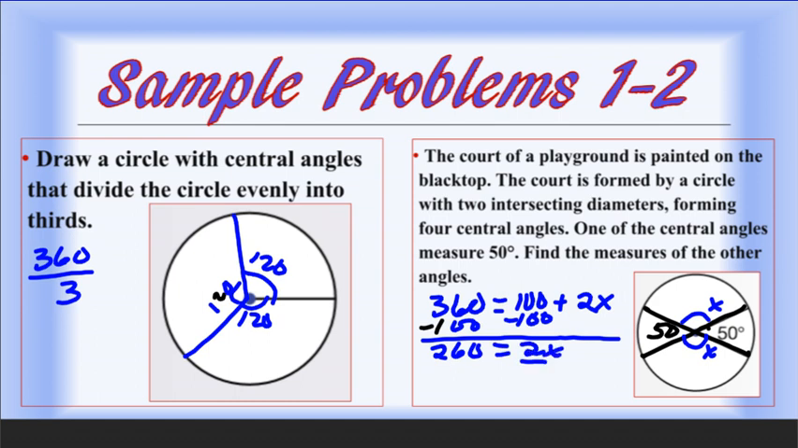To get x by itself, I divide by 2. X would equal 130 degrees. So this is 130, this is 130. So our measures of the other angles, we have 130, 50, 130.